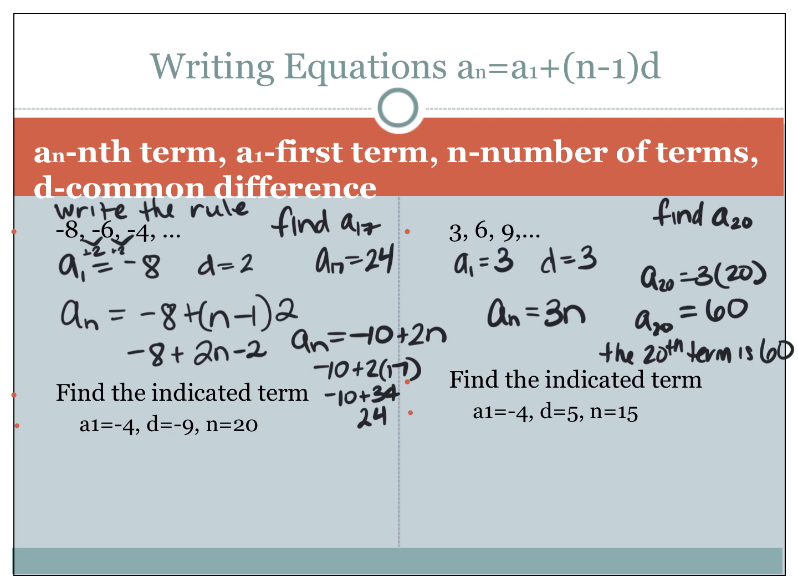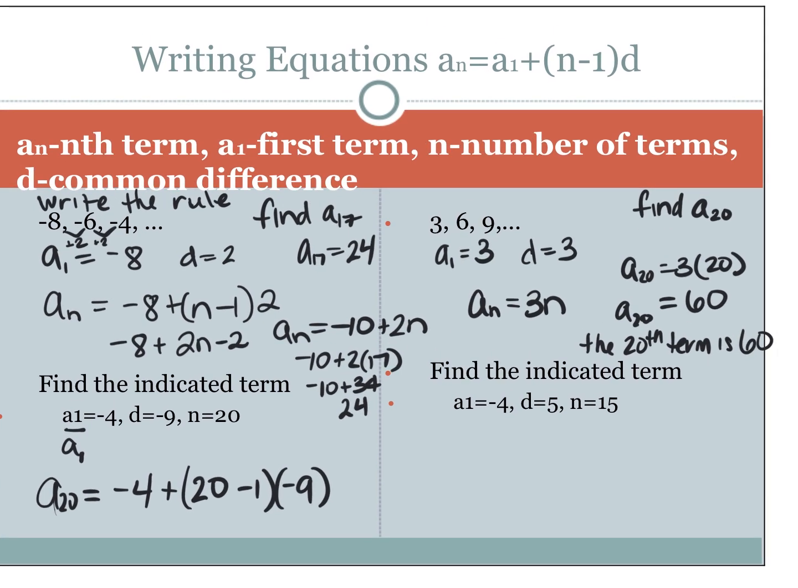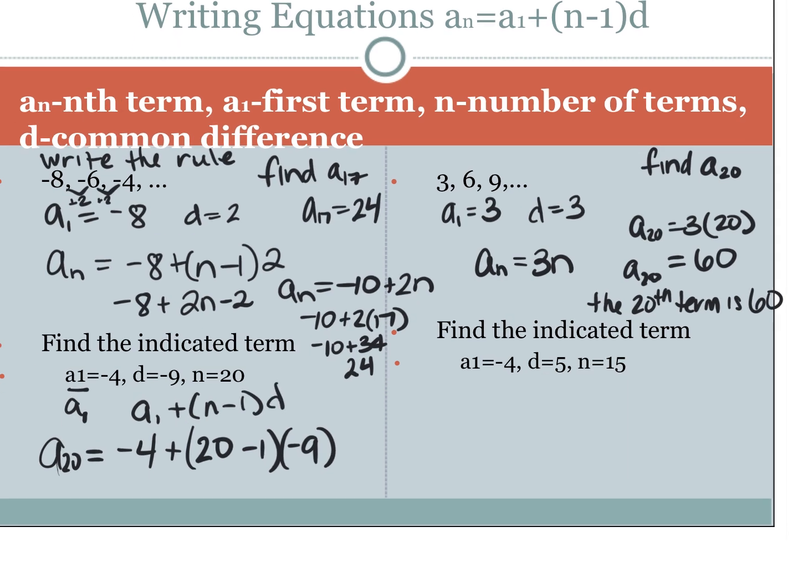Now, it says find the indicated term. It tells me what A1 is. Remember, that's a little subscript when you write it in your notes. D is -9 and n is 20. So an is -4 plus n. I want to find the 20th. Let's actually replace that n with a 20 because I want to find A20. It doesn't ask me to write the rule, so I can just plug in the number that I'm interested in and multiply that by the common difference.